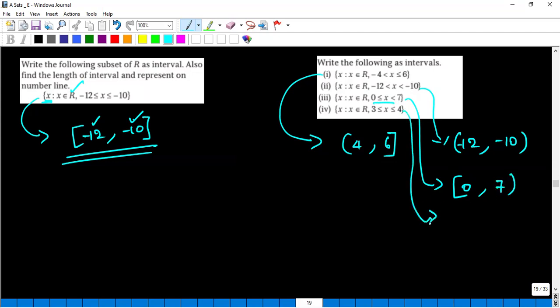Then what do you tell about this? 3, 4. Yes. Both values are included. That's why they kept less than or equal to here.